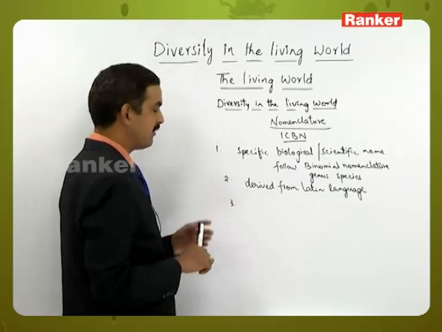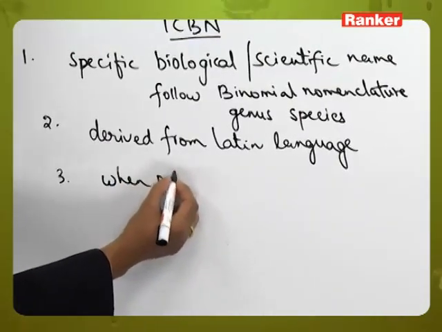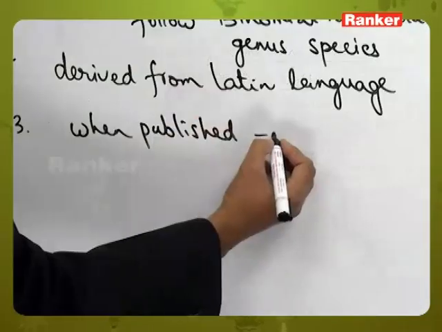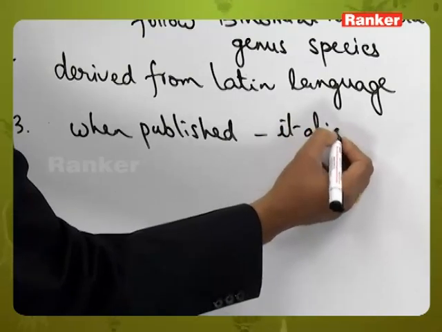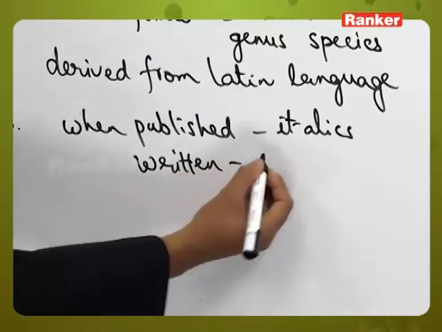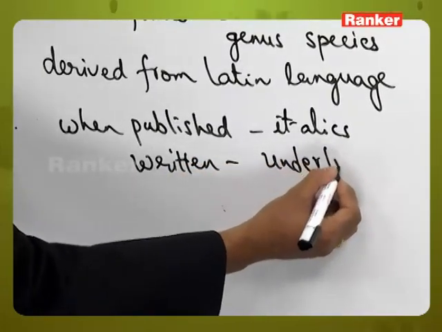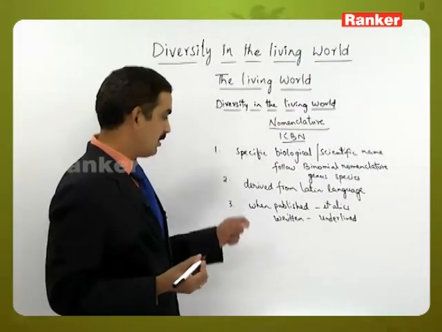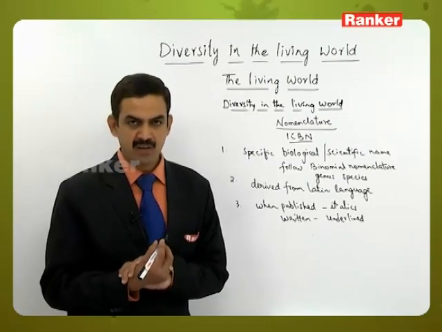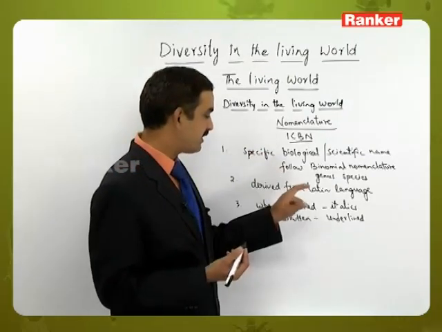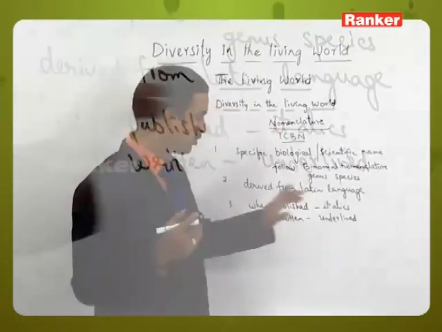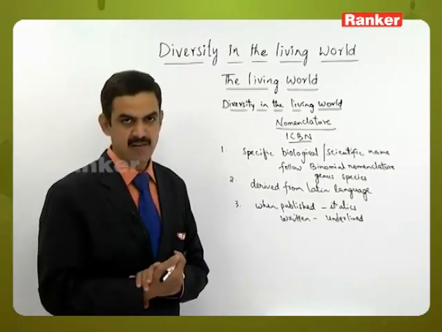Third one is, when the binomial nomenclature is published, it has to be published in italics. Or when it is handwritten, the scientific name should be underlined. What is the need of publishing in italics or underlining when written? It is in order to specify that the name has been derived from the Latin language. So in order to specify that nature, we have to go for italics or underlining the scientific name.